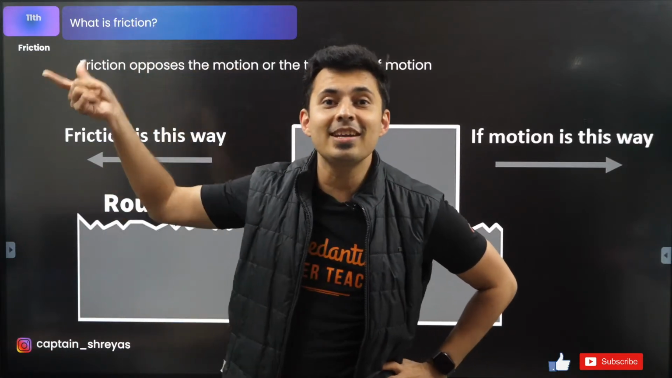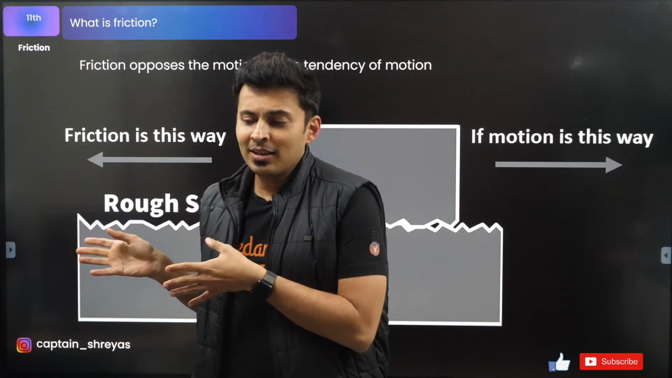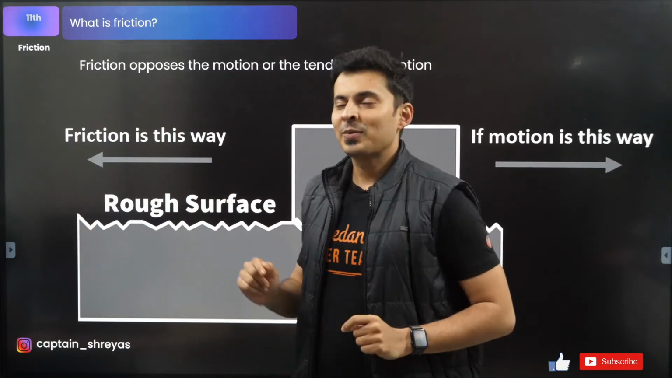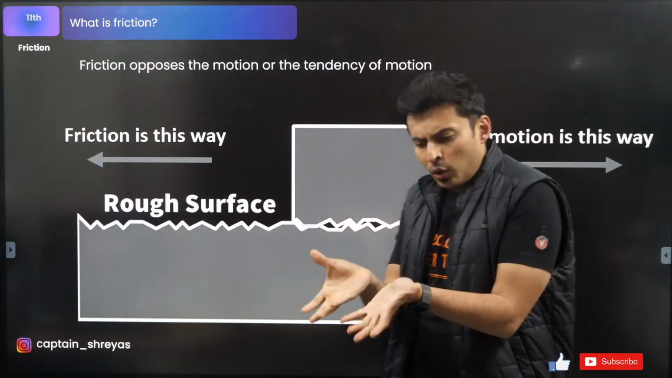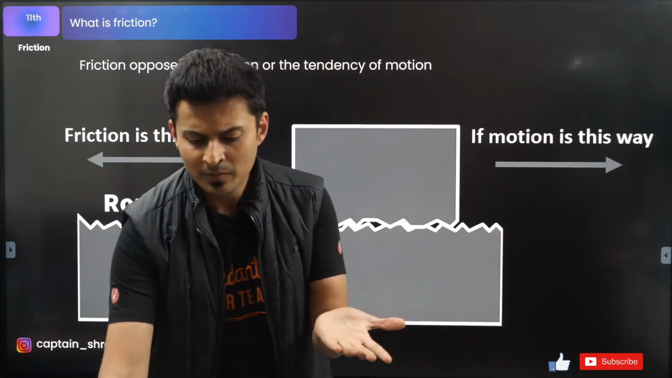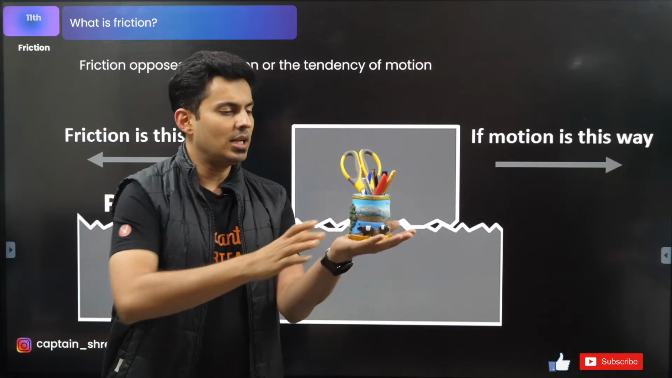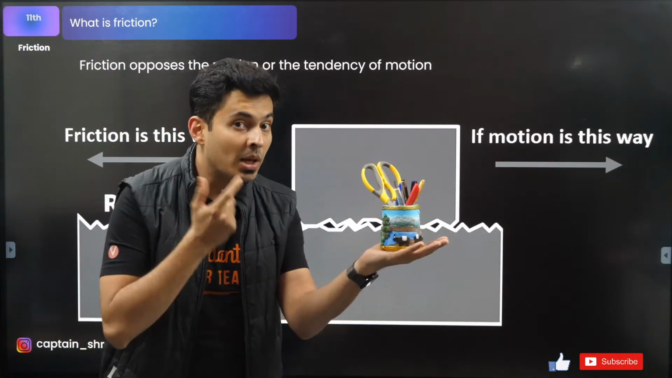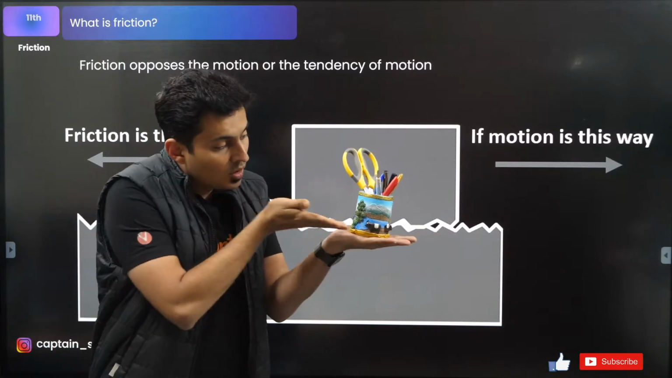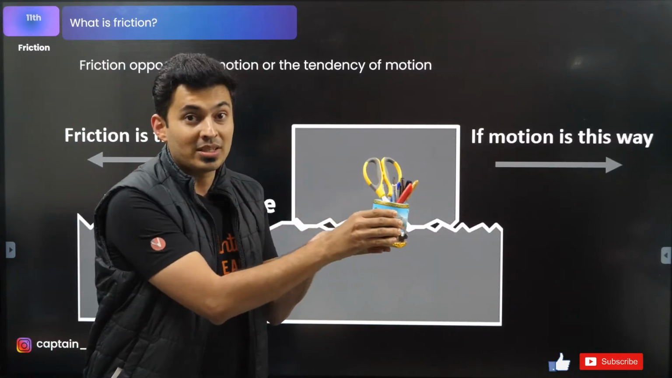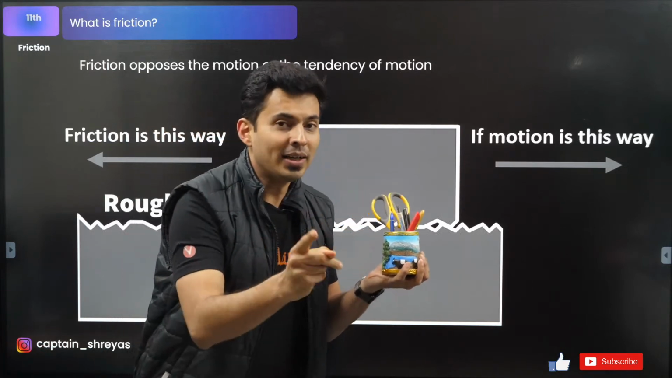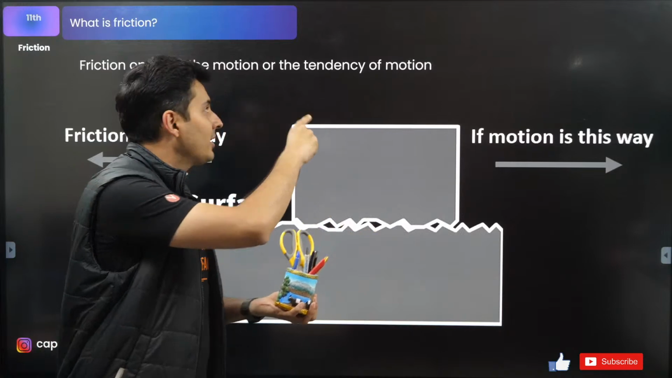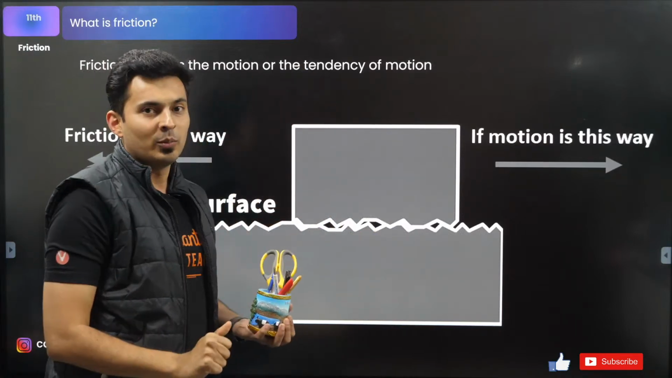That is your tendency. You have not actually moved. It is your tendency. Same way, even a body might look to be at rest. Imagine this is at rest. You will say, no friction, sir. But maybe it wants to move. Maybe it wants to fall down, maybe it wants to slide. It has not done it, but it wants to, right? So that want will be opposed. That is called opposing the tendency of the motion.